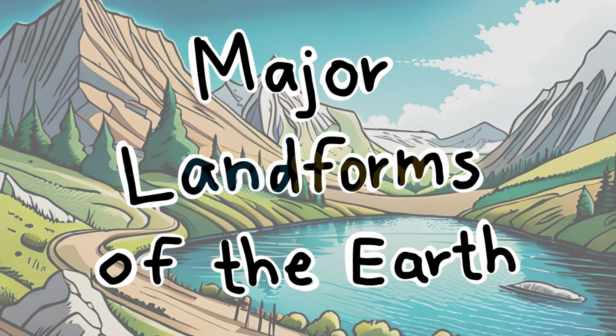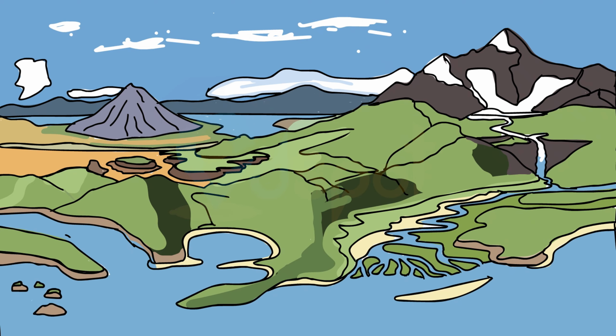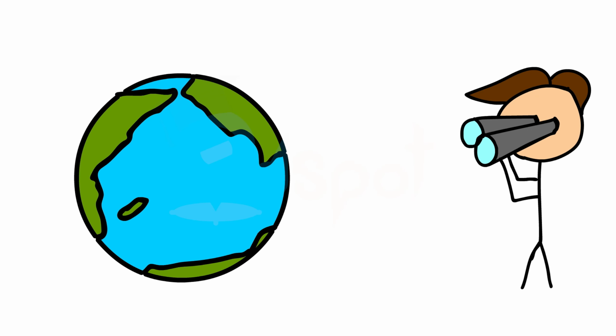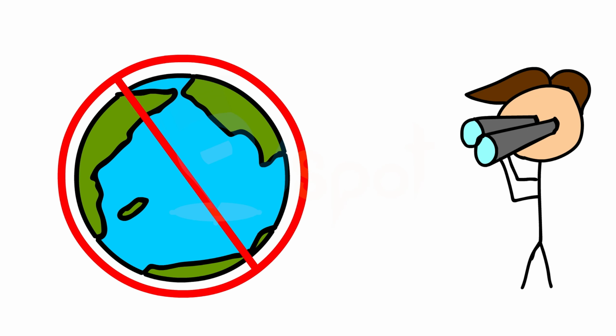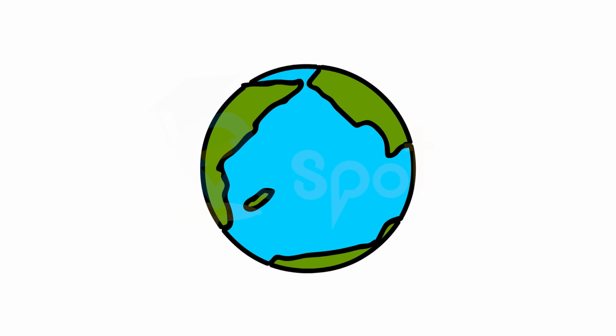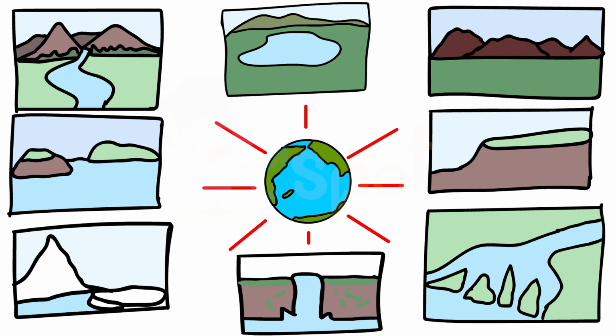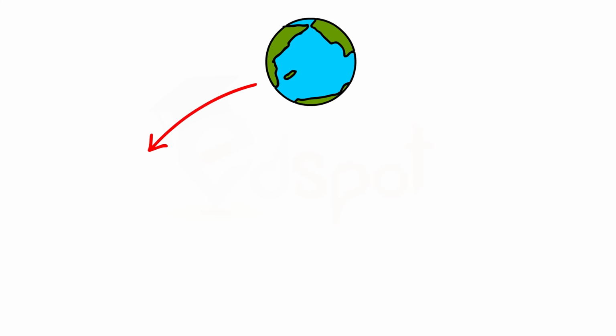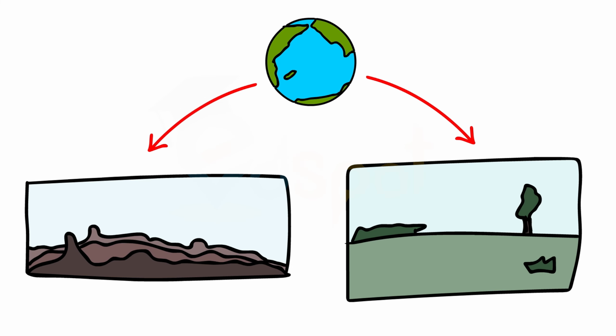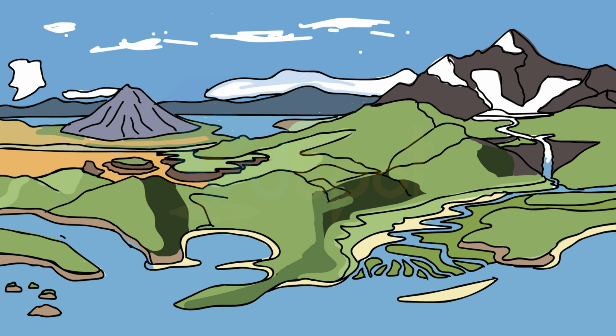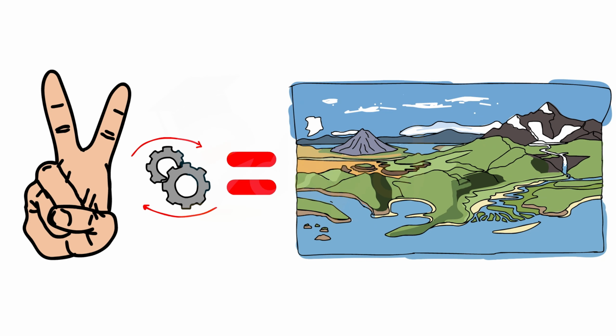Major landforms of the earth. You must have seen some of the landform features as shown in this figure. You will notice that the surface of the earth is not the same everywhere. The earth has an infinite variety of landforms. Some parts of the lithosphere may be rugged and some flat. These landforms are a result of two processes.